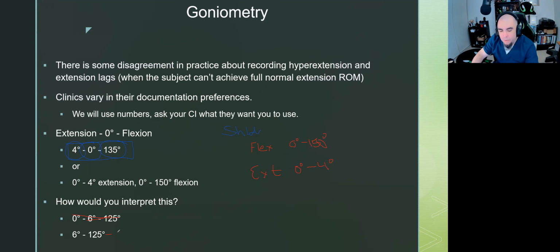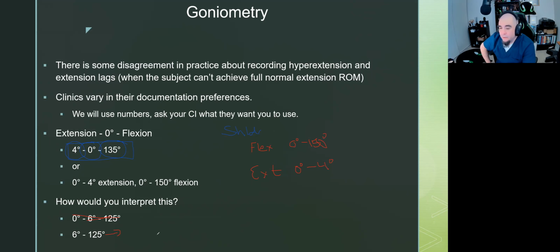Now, what if I wrote it like this? What would that tell you? If I wrote it like that? Does anyone have an idea? So 6 to 125. I think we briefly touched on this. Yeah, it starts at 6, right? So somebody is saying 6 degrees of extension.